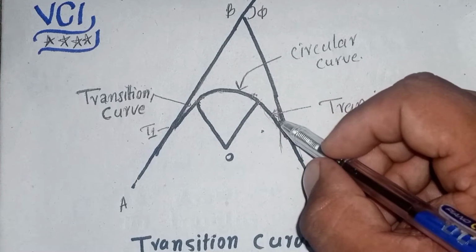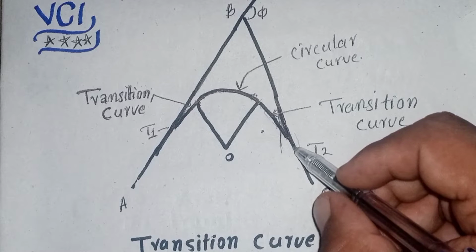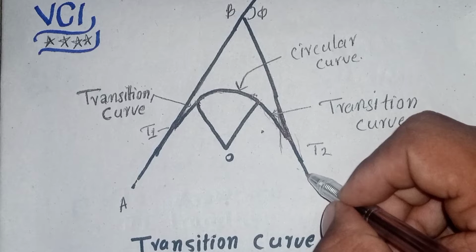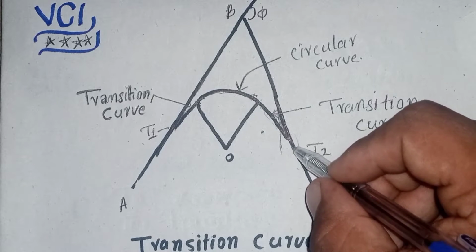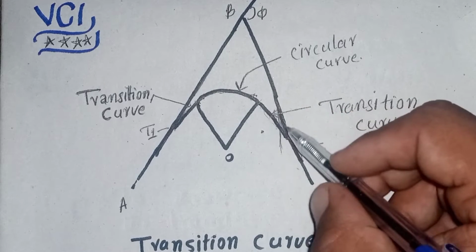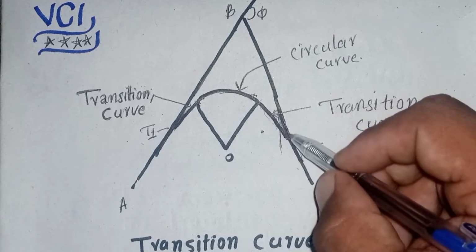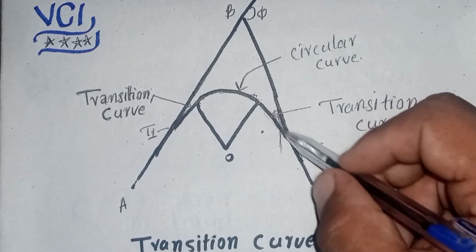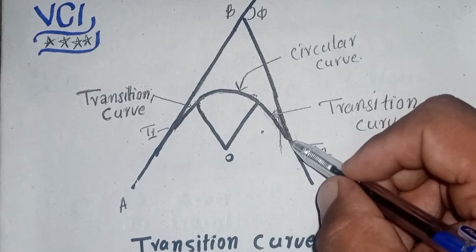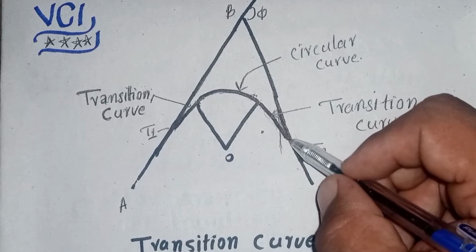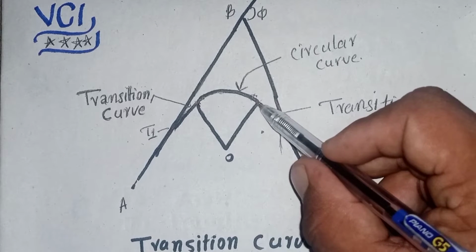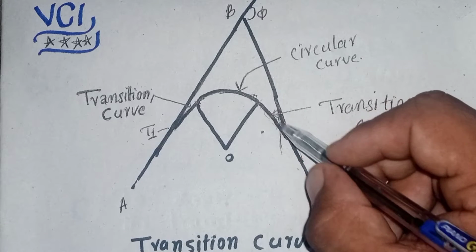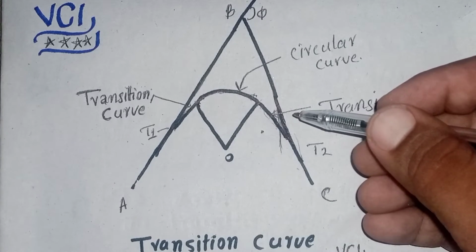So why do we provide this transition curve? Because we want easement with a change in direction. Suppose a vehicle is going in this direction and we want it to go in this direction, so we provide a line with varying radius. This line has zero curvature at the starting point. As the line increases up to the circular junction, its curvature also increases, just like in super elevation and so on.